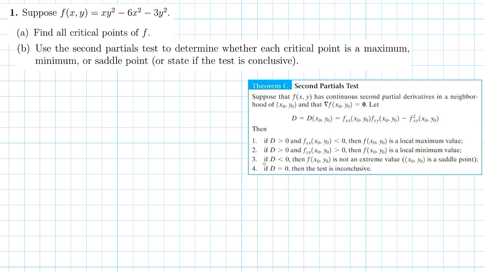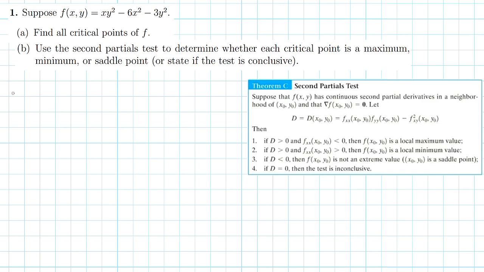And when the discriminant is less than 0, we can say that the function at that point x naught y naught is not an extreme value. So the point x naught y naught is a saddle point. And when D is 0, it means the discriminant is 0, so the test is inconclusive. So we have to check all three cases.